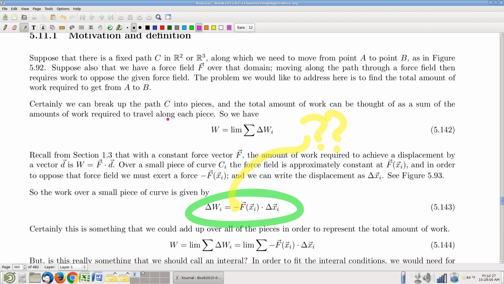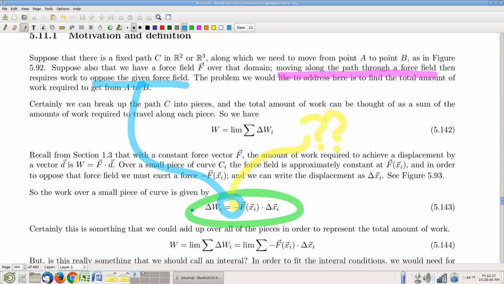So you can see how it's phrased here. Moving along the path through the force field requires work to oppose the given force field. So we have to oppose the given force field. What that's telling me is that the work that we're applying is the negative of the given force field. Everybody on board? Okay. So that's where this minus sign comes from.